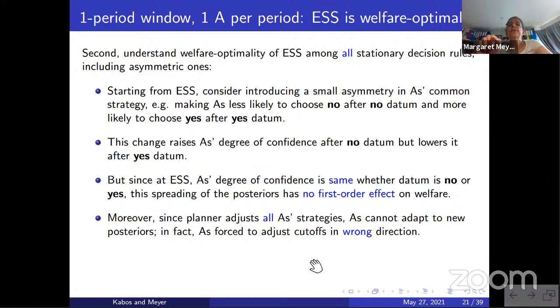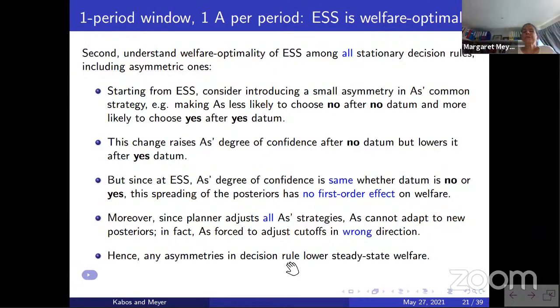Furthermore, since the planner is choosing a stationary decision rule for the agents, and therefore is adjusting all agents' strategies at the same time, the agents are not able to adapt to their new posteriors. And in fact, the agents are forced to adjust their cutoffs in the wrong direction. And because they're forced to adjust their cutoffs in the wrong direction, this asymmetry has a negative second order effect as well. So consequently, any asymmetries in the decision rule will lower steady state welfare.